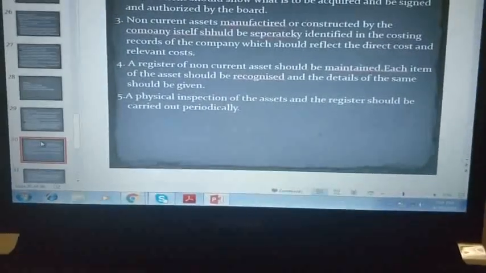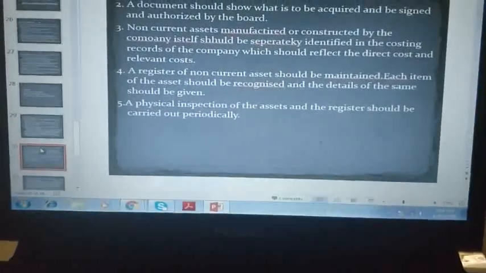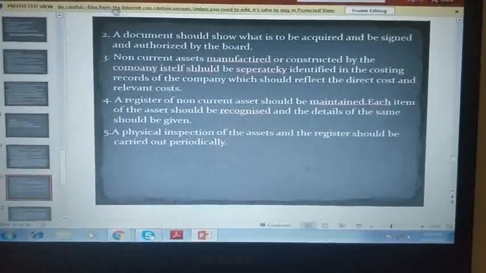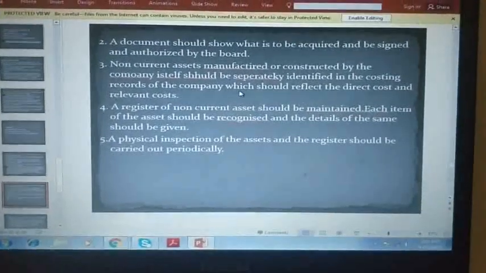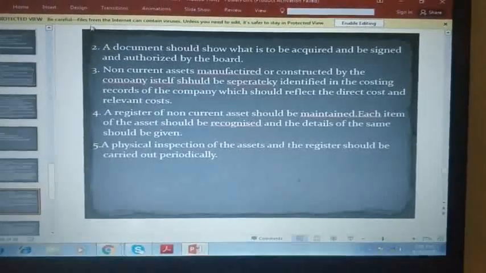Also, a document should show what is to be acquired and signed. You should show what the particular document is, what has to be acquired in it, and where the authorized person has to sign.